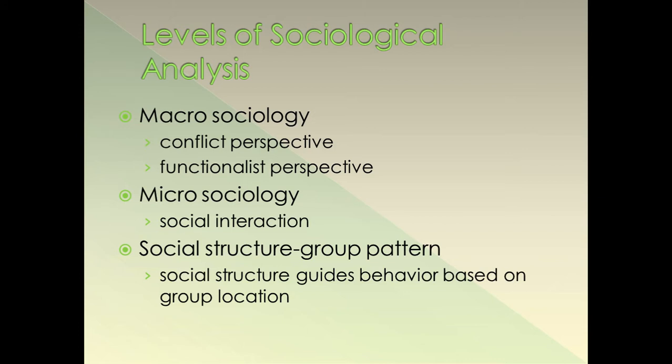Macro level sociology, like conflict perspective and functionalist perspective, we would look at social structures or typical patterns of a group from a macro level or large scale perspective. So we would look at how the elite and the proletariat interact with each other based on a conflict perspective or a functionalist perspective, and you would analyze this interaction or group behavior differently.